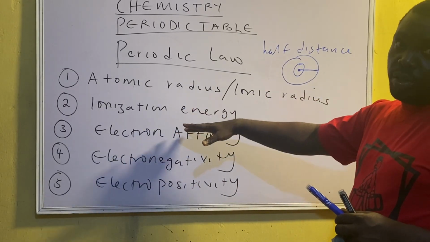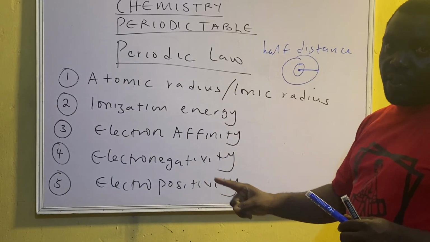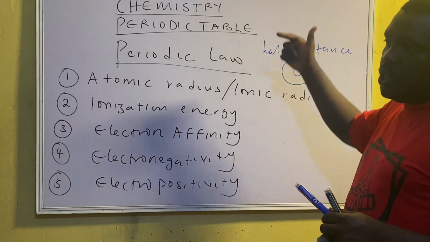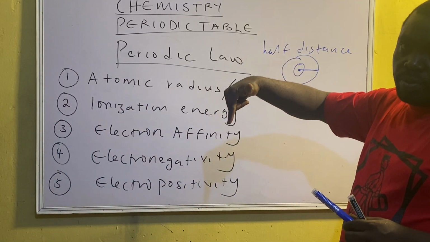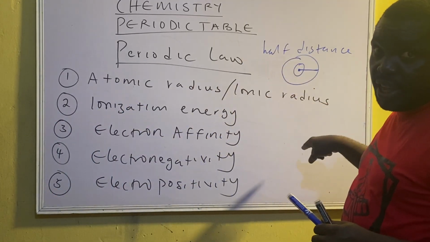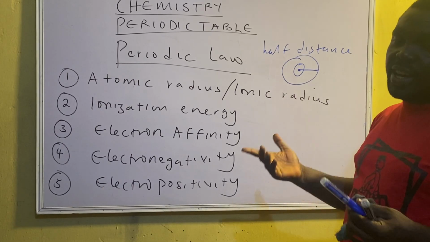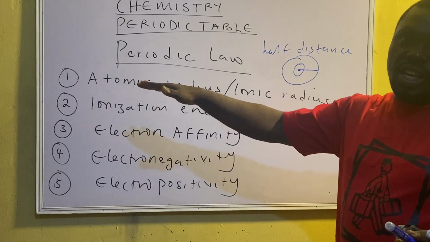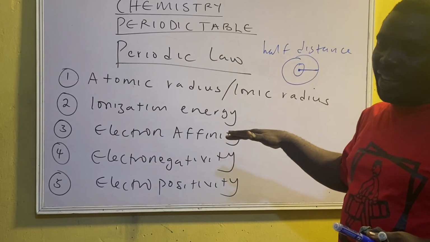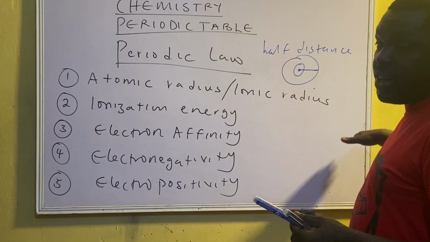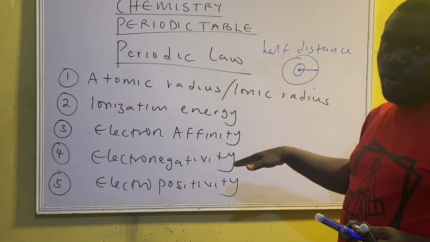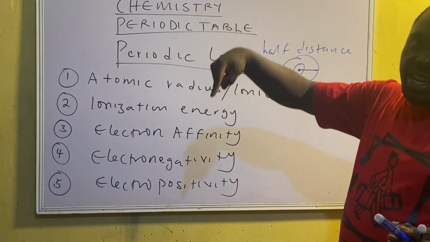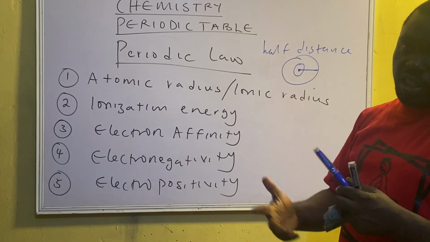So when you look at the periodic table, your atomic radius decreases across the period. Of course, the reason is not far-fetched. Across the period, there's an increase in nuclear charge. It will be explained, don't worry. But down the group, atomic radius increases because of the increase in the number of shells.